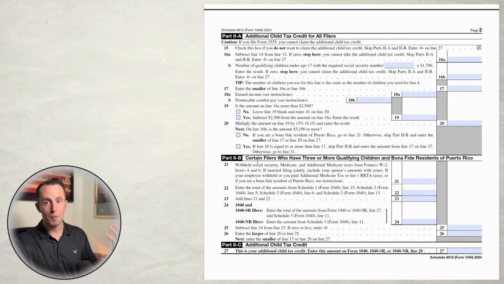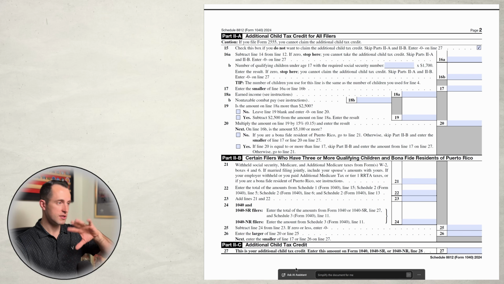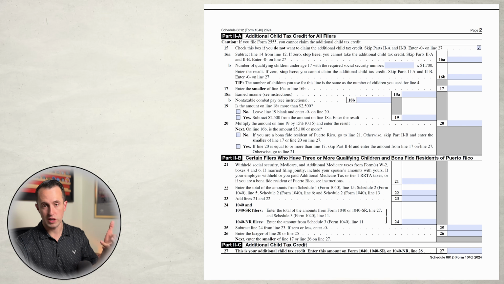And then for part 2B, this is certain filers who have 3 or more qualifying children and they're bona fide residents of Puerto Rico. So if you don't live in Puerto Rico, it doesn't apply to you. But if it does, read through the instructions and it's relatively straightforward as to what you put in here for lines 21 through 26. And then the additional child tax credit, which is the summary of part 2, which is page 2 in Schedule 8812, it's going to be right here. If you ended up checking this box, you can either leave 27 blank or leave a 0 there.